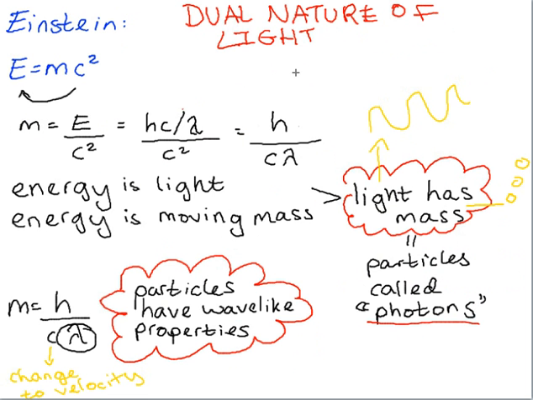Moving on. So you might have heard of the dual nature of light. Well, let me explain what happened. Einstein, in his famous equation E equals mc squared, showed how mass is always moving and it has energy because it's always moving. Remember this part? So they rearranged this equation and they isolated m. So m equals E over c squared.